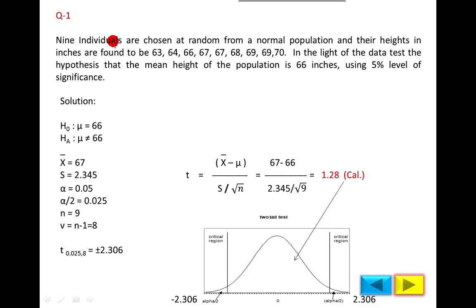First question: 9 individuals are chosen at random from a normal population. This is the assumption, the population will be normal, and their heights in inches are given: 63, 64 and so on. In the light of the data, test the hypothesis. This word indicates this is a question of testing of hypothesis.